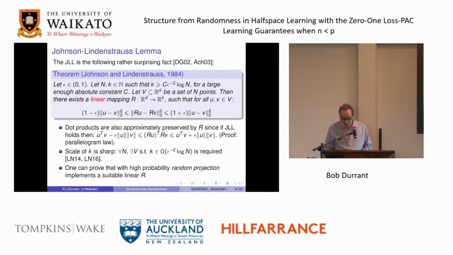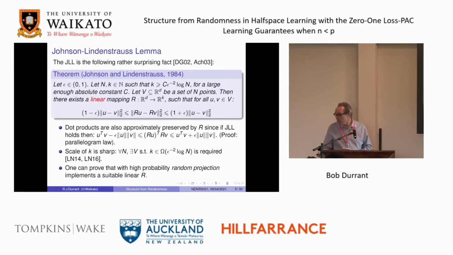And we have an approximate guarantee: the value in the middle is the norm between the projections of two points in that point set in the k-dimensional space, and the sandwiching values on the outside are the distance between those points in the original high-dimensional space, whatever that dimension is. So that's preserved within a scaling factor of 1 plus or minus epsilon. I won't prove that today, I don't have time. Dot products are also approximately preserved, by the parallelogram law being the easiest way to see that. K is sharp; we can't do better for an arbitrary set. These are known results, and we can prove with high probability that random projection is a suitable mapping that does this.